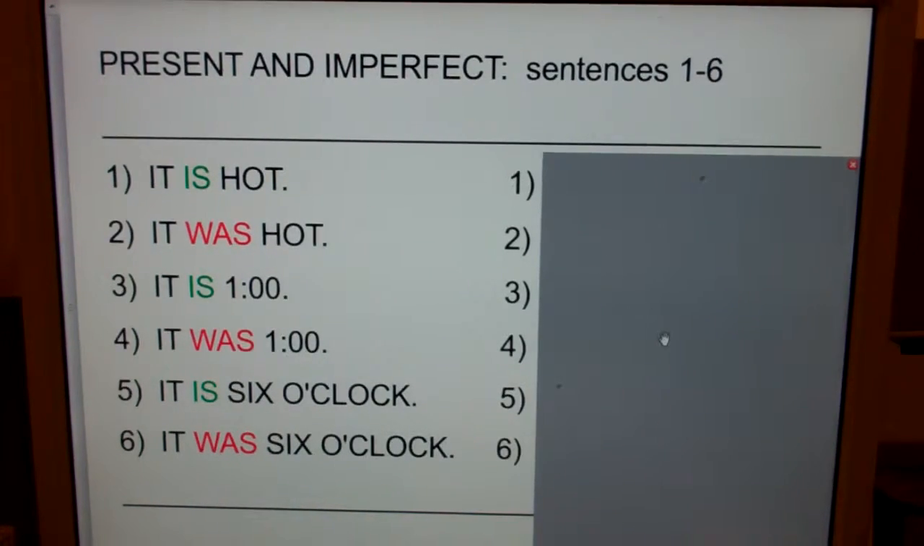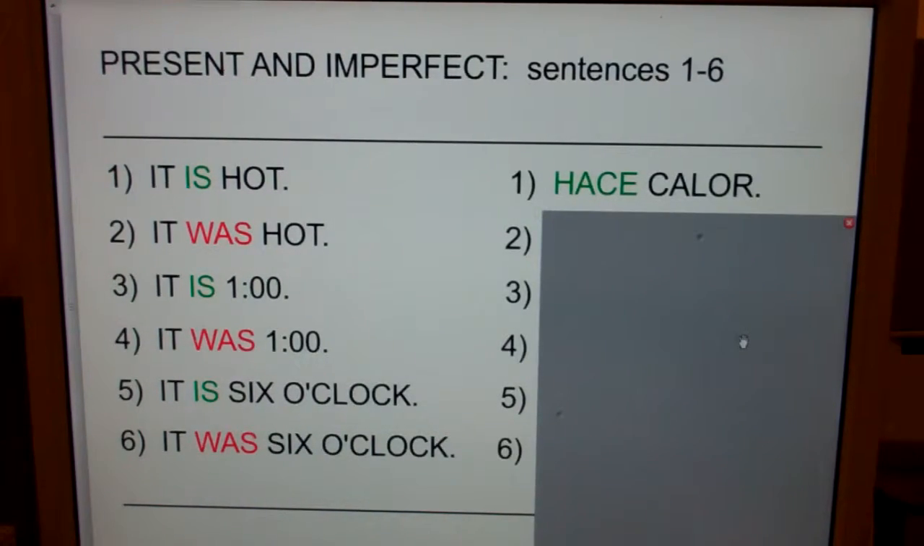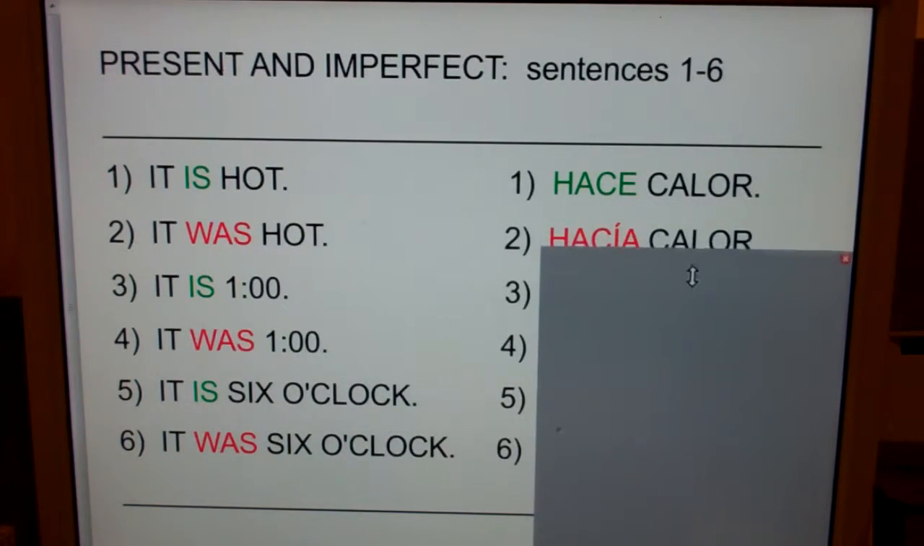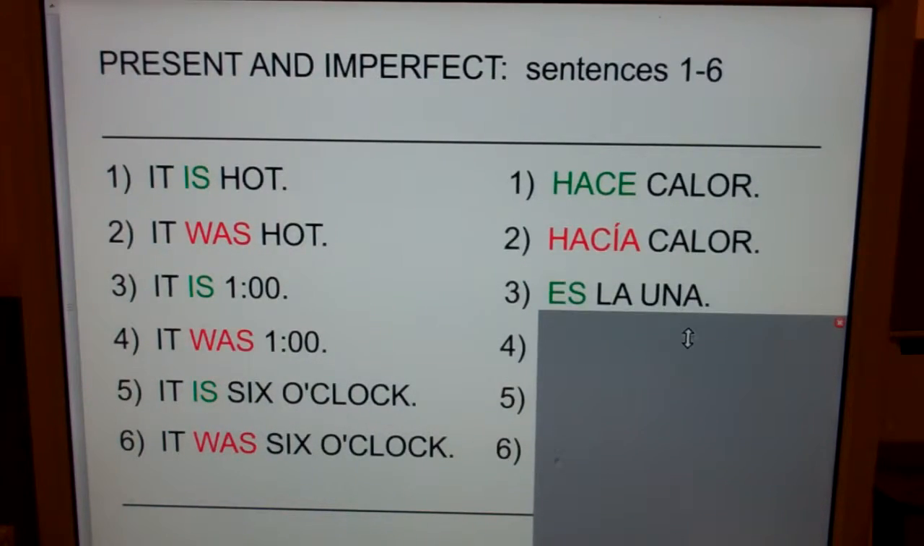Present and imperfect sentences 1 through 6. Number 1, it is hot. Hace calor. It is hot. Hace calor. Number 2, it was hot. Hacía calor. It was hot. Hacía calor.